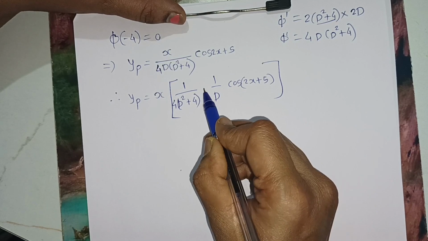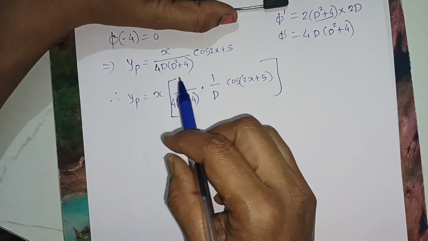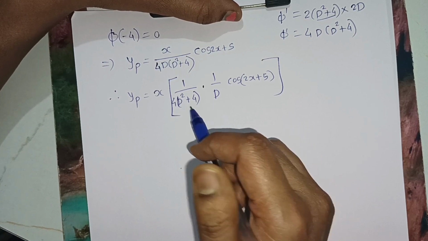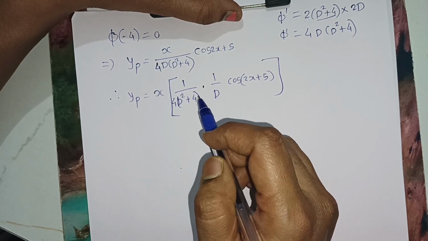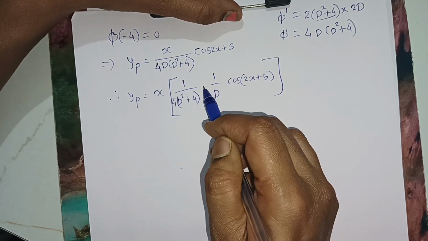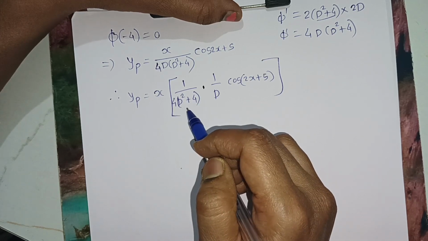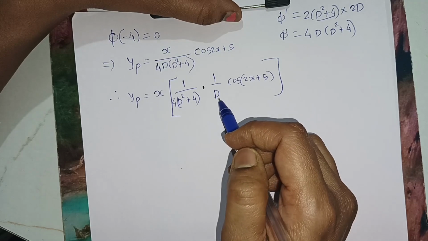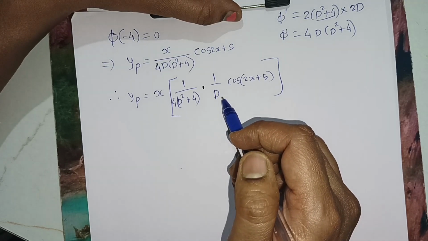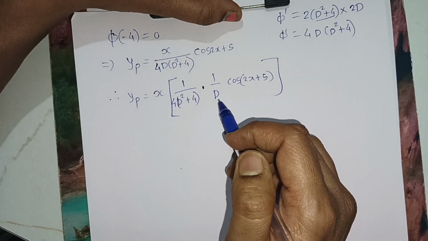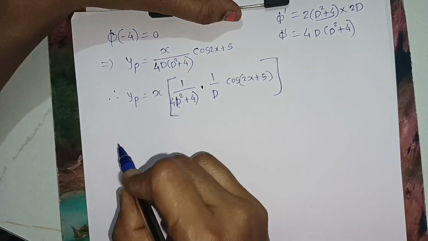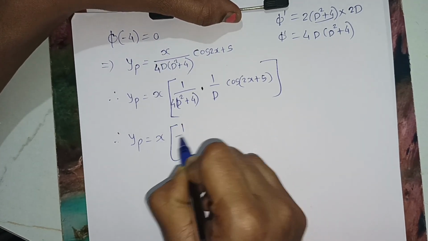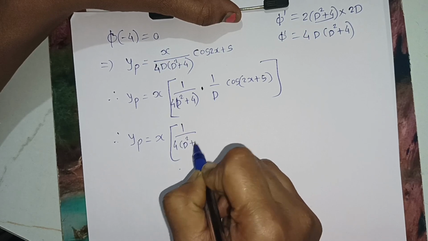Now you have a cubic polynomial here in the denominator, and we need all even degree terms. So 1 by D is separated, 1 by 4 times (D square plus 4) into D is separated like this. So what is 1 by D? 1 by D is the inverse differential operator. 1 by D works as integration. So yp is equal to x times 1 by 4 (D square plus 4).